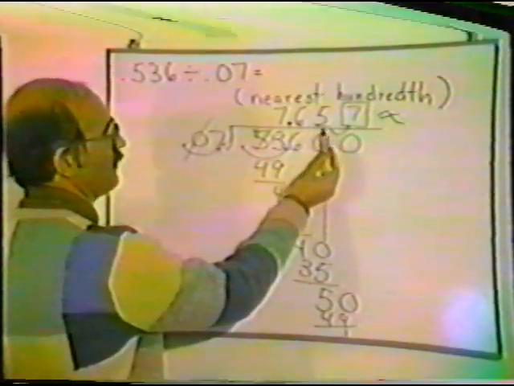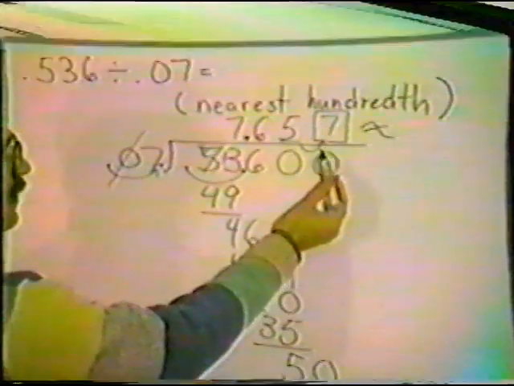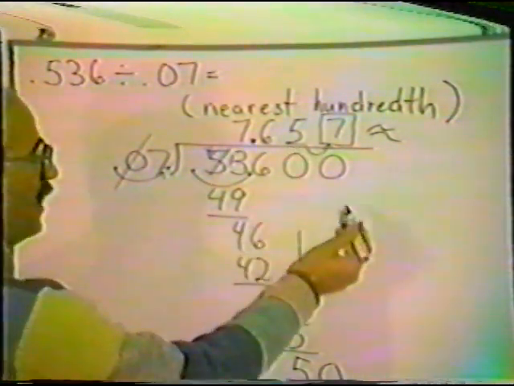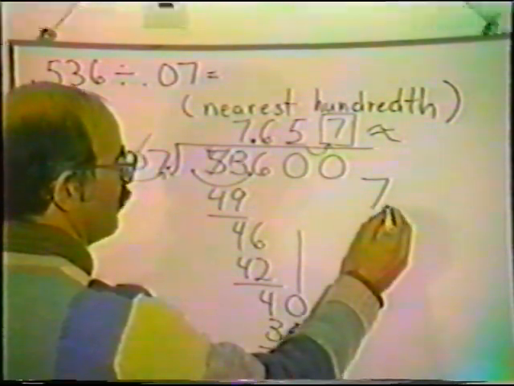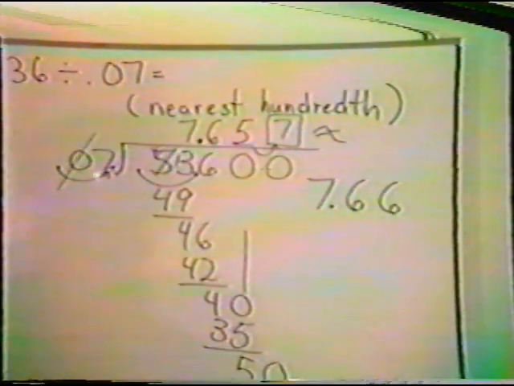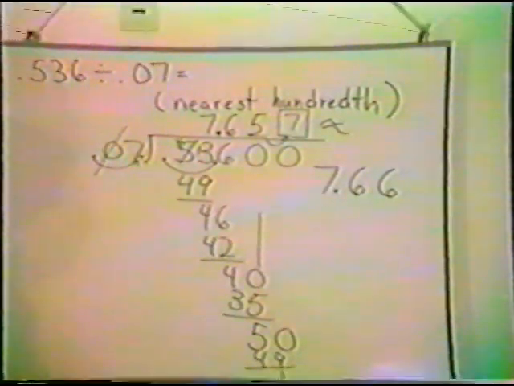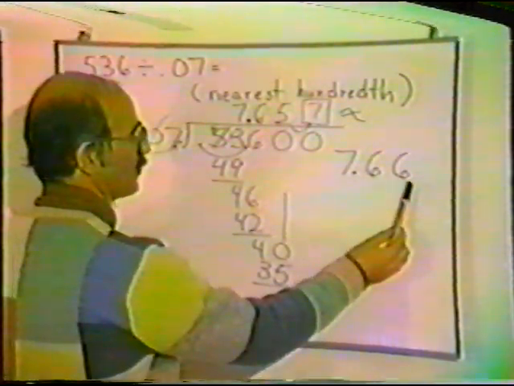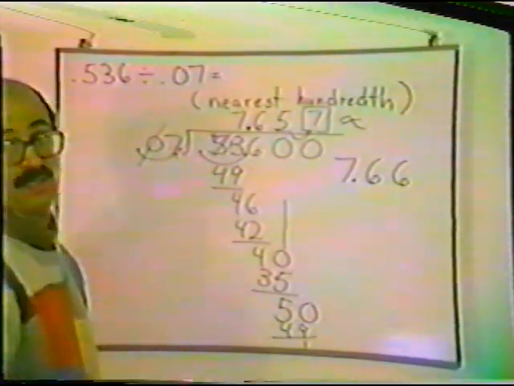The 5 is in the hundredths place. The 7 tells us that what happens to the 5? It goes up and becomes a 6. So our answer is 7.66. Please read me the answer. 7 and 66 hundredths. Yes, 66 hundredths, rounded off to the hundredths place.